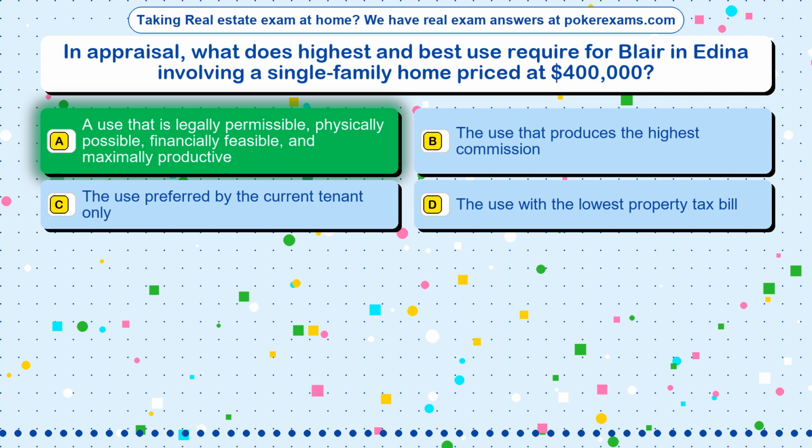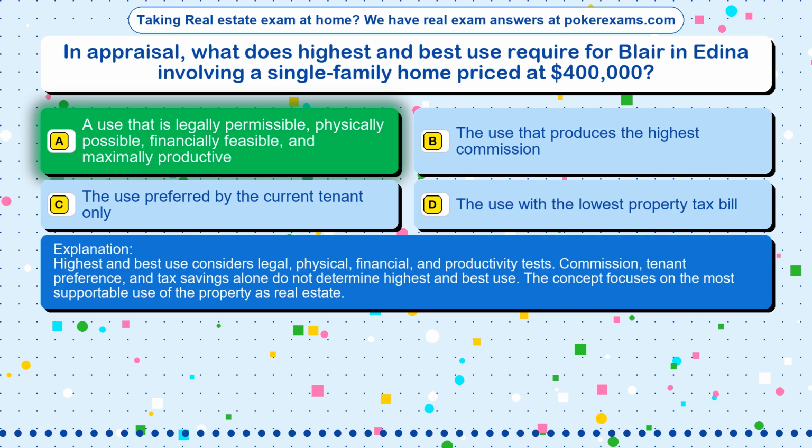The correct answer is option A. A use that is legally permissible, physically possible, financially feasible, and maximally productive. Highest and best use considers legal, physical, financial, and productivity tests. Commission, tenant preference, and tax savings alone do not determine highest and best use. The concept focuses on the most supportable use of the property as real estate.